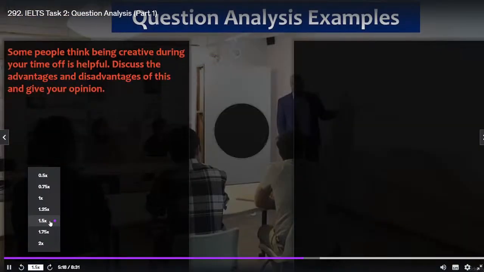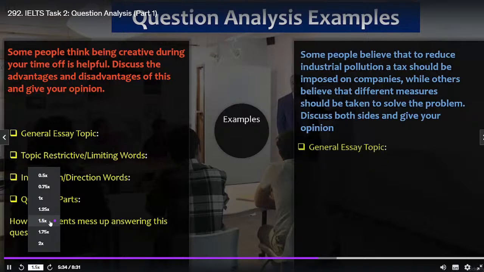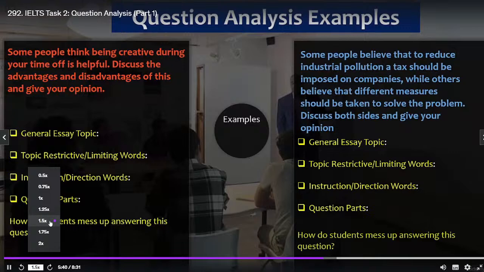So here's an example of two questions we have here. Some people think that being creative during your time off is helpful. Discuss the advantages and disadvantages of this and give your opinion. Also, we're looking at how students mess up answering this question. The second question is, some people believe that to reduce industrial pollution, a tax should be imposed on companies, while others believe that different measures should be taken to solve the problem. Discuss both sides and give your opinion.